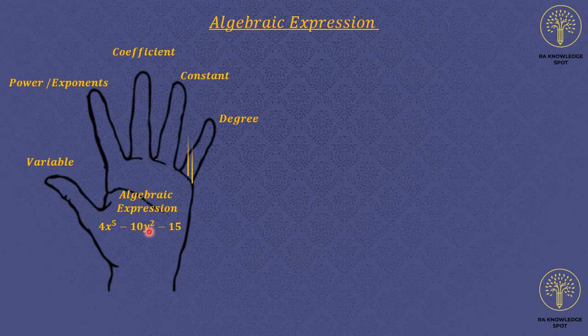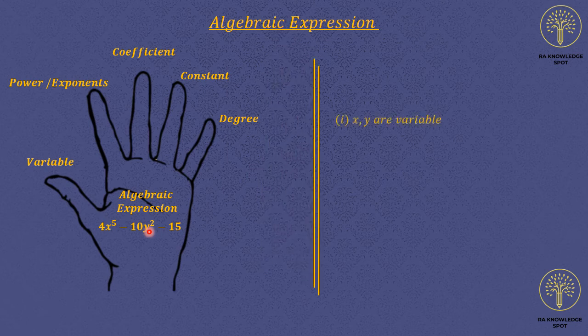Now we are going to discuss thoroughly, one by one, what is the power or what are the variables and all that. Now in ABC, when you're talking about ABC, normally in mathematics x, y, z are termed as variables. Now in this expression, x and y are termed as variables. Okay, next, the power, the little power, the small power on the variable, that is 5 and 2, they are called as power or exponents.